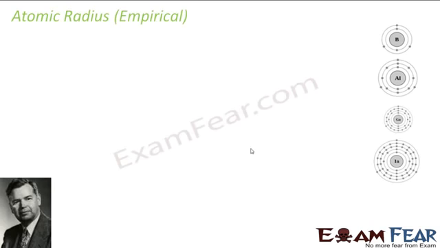Right? And then the concept of atomic radius comes. You must have seen this term. Why I'm discussing this again is that a lot of students get confused between the van der Waals radius, covalent radius, ionic radius, and atomic radius. See, atomic radius is an empirical value. It's an experimental value.